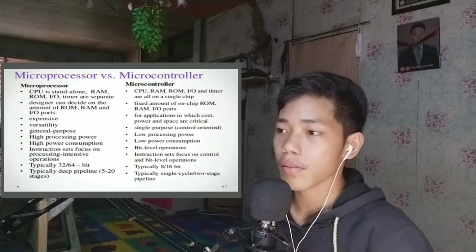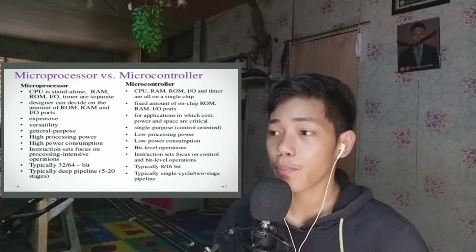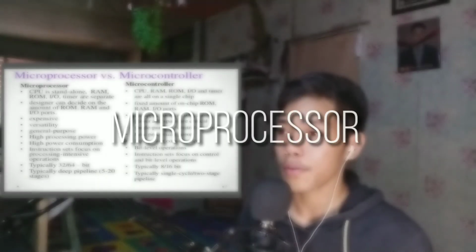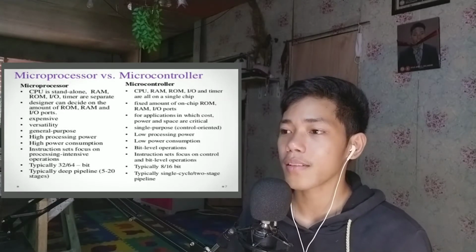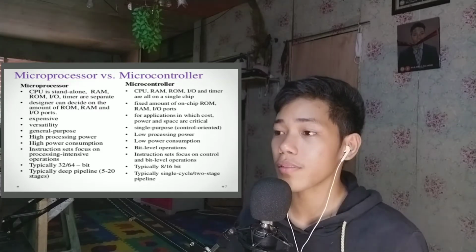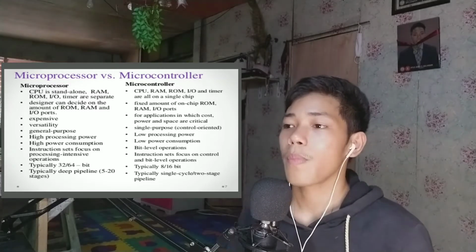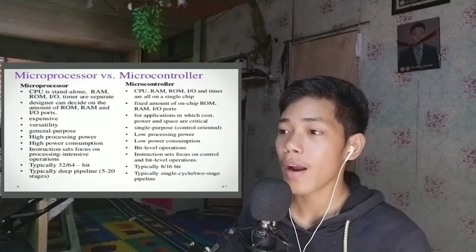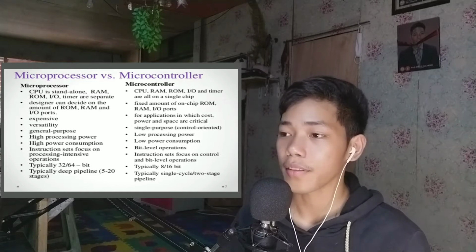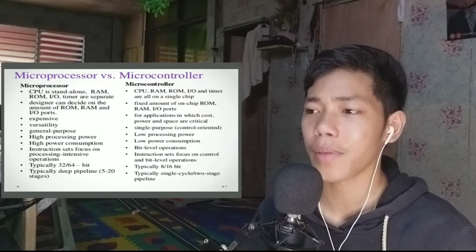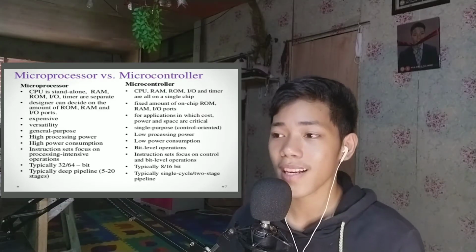So we have some comparison here, the microprocessor versus the microcontroller. First, we're going to look at the microprocessor. In a microprocessor, the CPU is standalone, and RAM, ROM, and input or output timers are separated. The designer can decide on the amount of ROM, RAM, and input output ports. Next, expensive. A microprocessor is expensive. Next is the versatility.